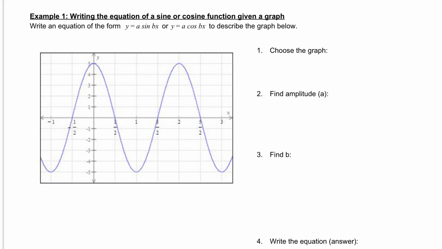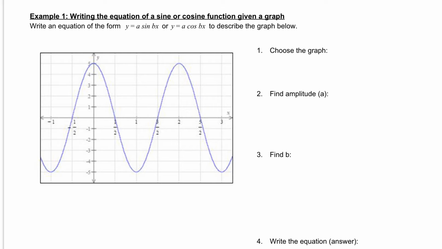In today's notes, we're going to be taking graphs and writing equations from them. In example 1, we're going to deal with writing an equation of the form y equals a sine bx or y equals a cosine bx. So basically what we're doing is we have to figure out the a value, which is our amplitude, and the b value, which is the period.